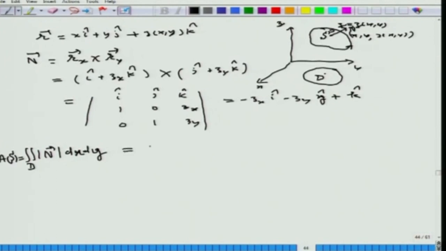So, this is nothing but, and so the absolute value of this gives you square root 1 plus z x square plus z y square, and dx dy. This is what we had already seen, this formula. So, this is the proof of that result given here.